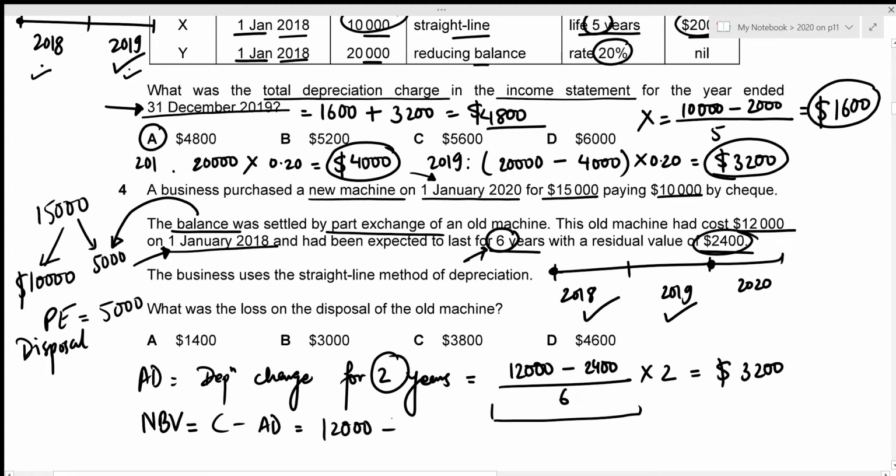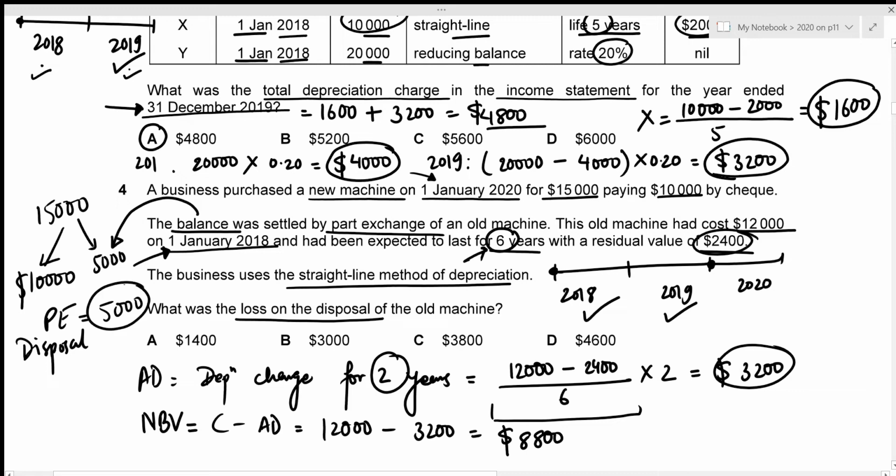We just figured out our accumulated depreciation to be 3,200. And this gives the net book value to be 8,800. Okay. So we are also told that the straight line method of depreciation is used, which we applied. Now we need to figure out the loss on the disposal of the old machine. So we can see that the disposal value is 5,000 and its actual net book value is 8,800, which means that there was a loss, right?